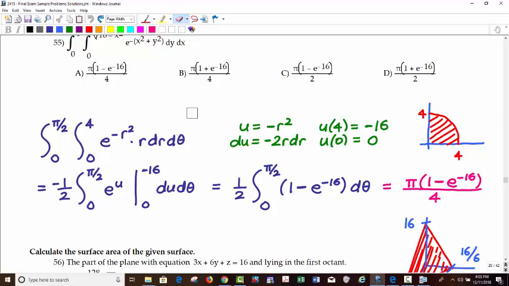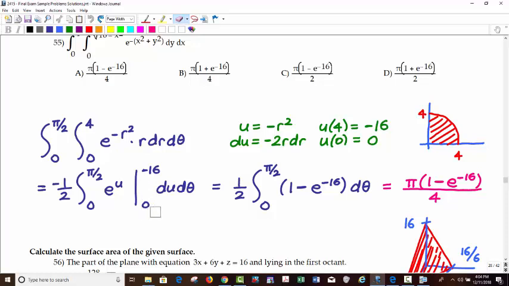So we have u equals negative r squared, which makes du negative 2r dr. So that brings out a negative 1/2 on the outside. And then u of 4, put 4 in there. Now keep in mind this isn't in parentheses, so it's the negative of 4 squared. So it's negative 16. Not positive 16. That's a very common mistake. And of course, 0 will be 0. So now we're evaluating negative 1/2 e to the u, negative 16 on top, 0 on bottom.